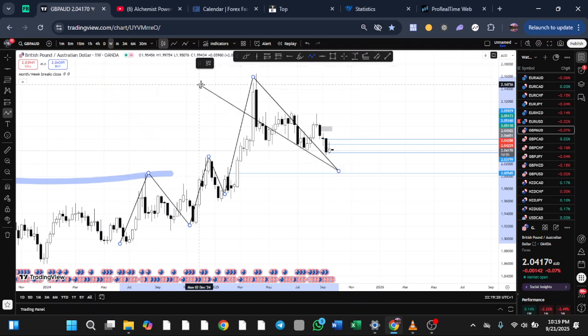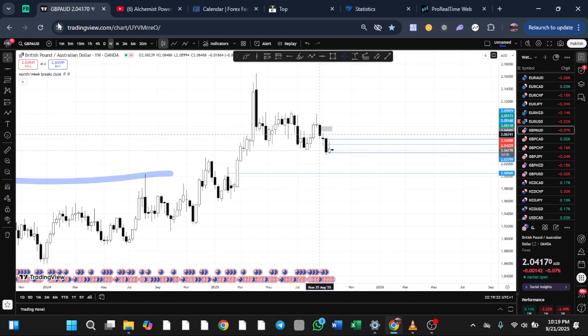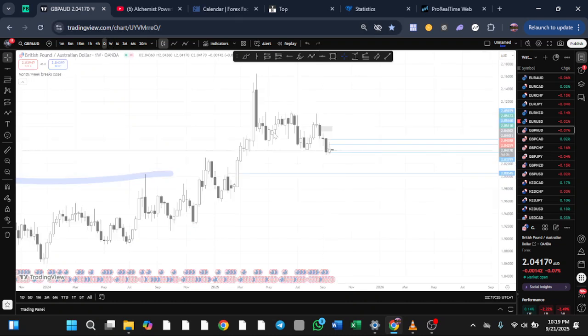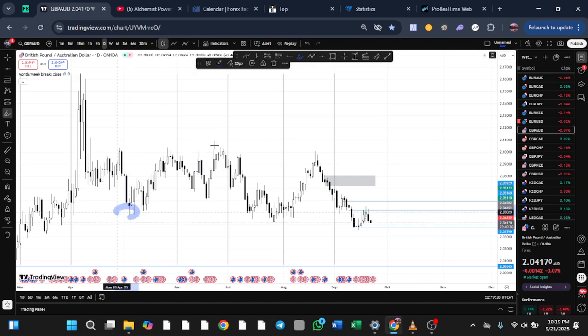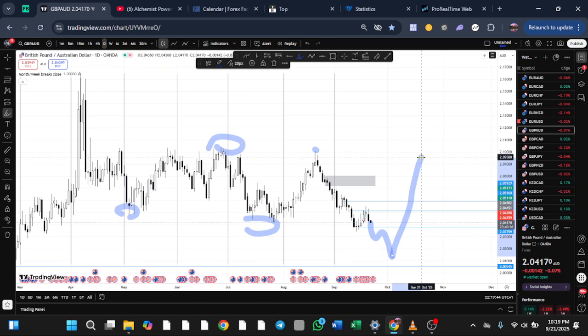Going to the daily, we have this other range here, we have this, we have this, and now we have this. So we expect continuation to the downside before we can say we're looking for pullbacks.